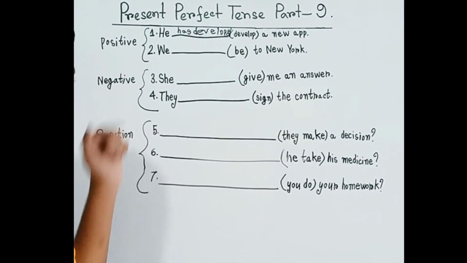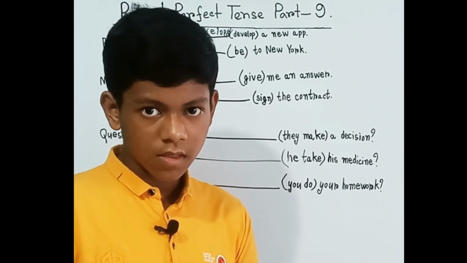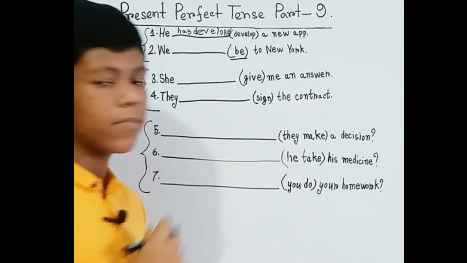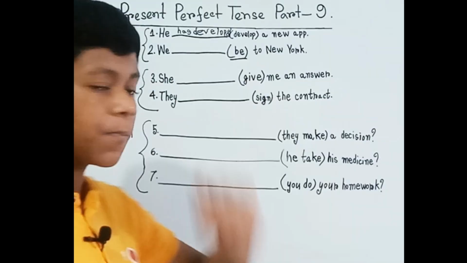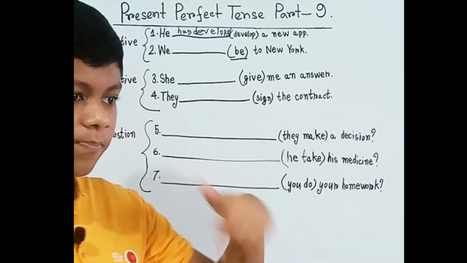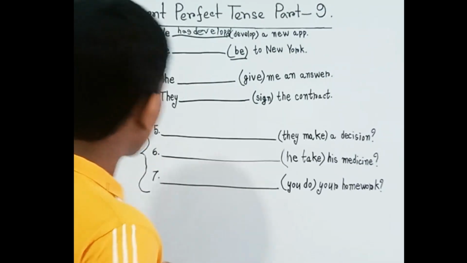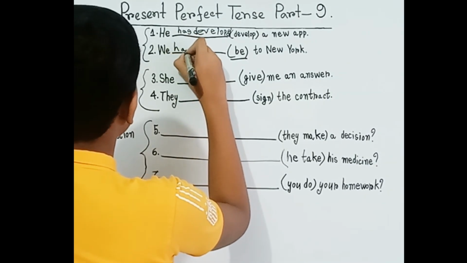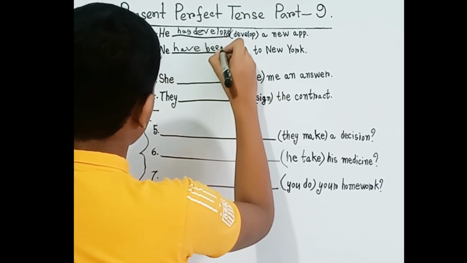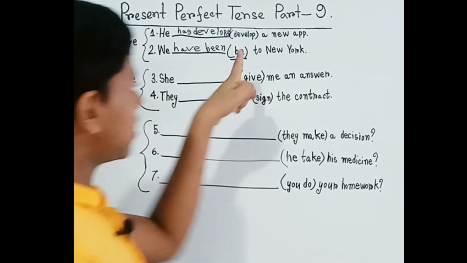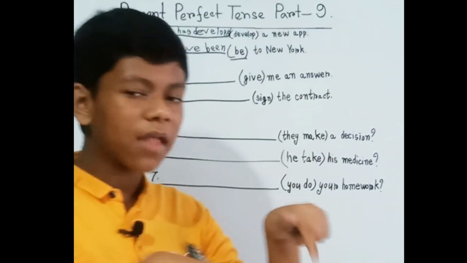Okay, the next is: we blank be to New York. So here our verb is be. What is the past participle form of be? Am, is, are, was, were, and what? Been. Okay, we have been to New York. So it indicates from past to present.